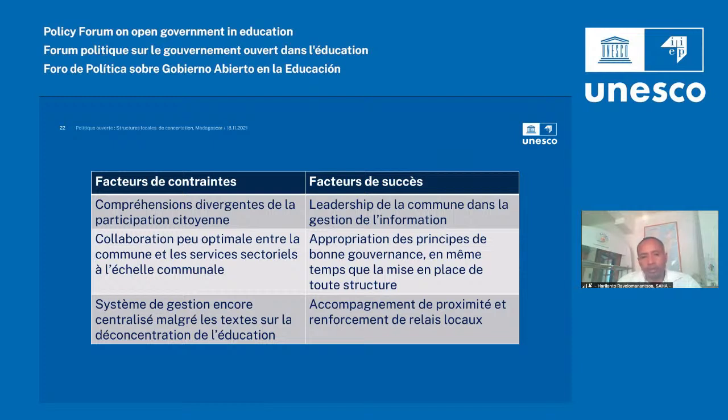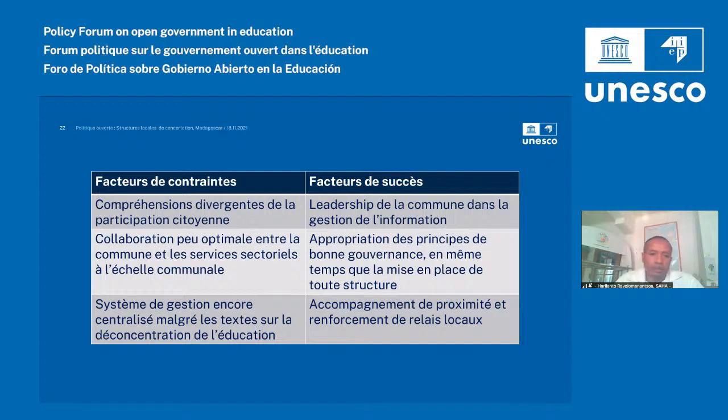To summarize, because there are many factors, either on the constraint side or on the success side, but I wanted to talk about some of these constraints. There's some divergent understanding of citizen participation amongst all of the actors involved. I'll give you just one example. Education staff sees or views any kind of citizen involvement as an interference in their own operations.